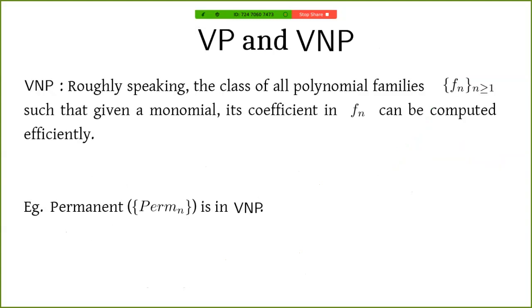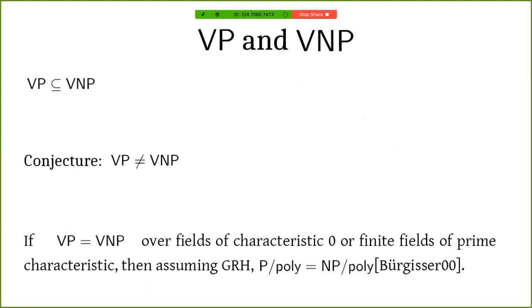On the other hand, roughly speaking, VNP is the class of all polynomial families Fn such that given a monomial, its coefficient in Fn can be computed efficiently. That is, its coefficient can be computed in P to the sharp P. An example of a polynomial family in VNP is the permanent polynomial family. Here, permn denotes the permanent of an n cross n symbolic matrix. It is easy to see that VP is contained in VNP, and it is conjectured that this containment is strict. Proving this conjecture is a major open problem in algebraic complexity theory.